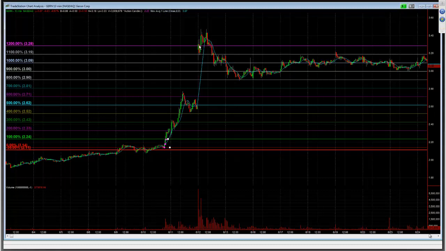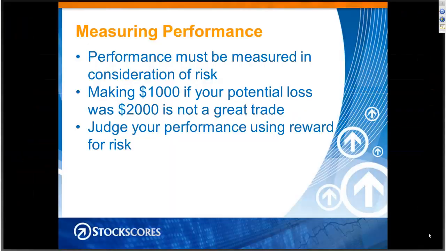All right, so that's how we're going to measure performance. You'll always hear me talk about I got a RR of 5 or an RR of 3. RR is reward for risk. So a reward for risk of 3 means if I risked $100, I made $300. If I risked $1,000, I made $3,000. All right, so that is the general idea here behind reward for risk and how we measure performance.